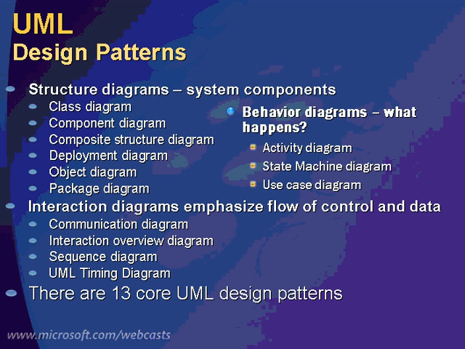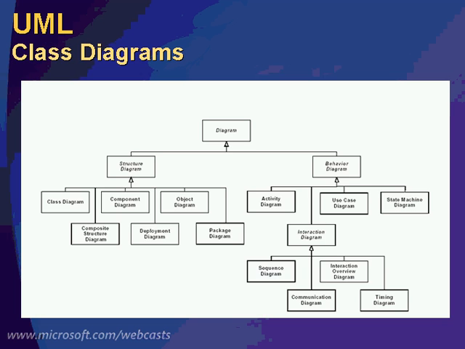So in UML, it's basically broken down between structure diagrams, and you'll see some of the more popular ones here, and interaction diagrams. And we'll go through these here and show a couple samples. And overall, there's about 13 core UML diagram types. So we'll look at some of the classic ones.